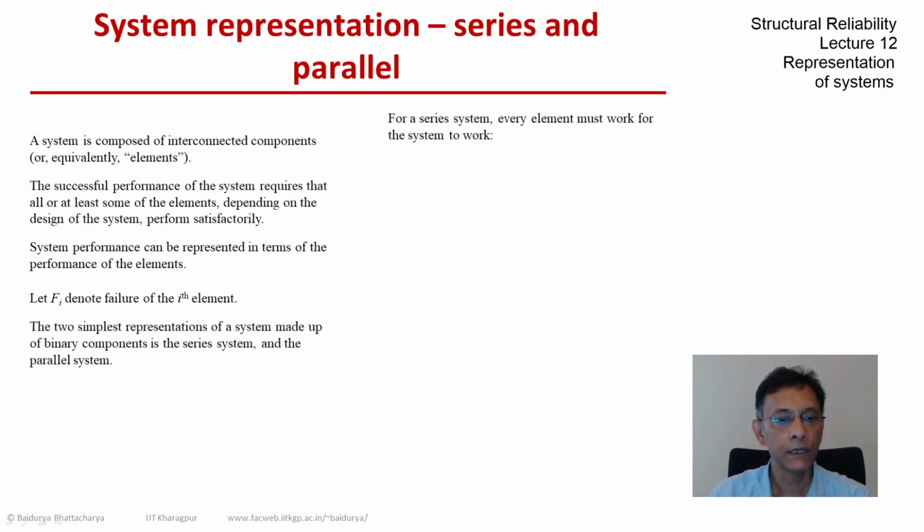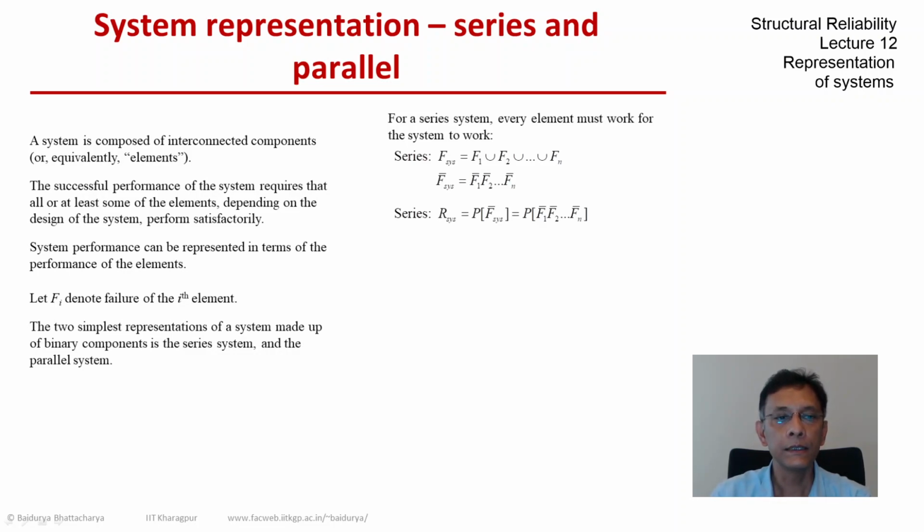So for a series system, every element must work for the system to work. So that is the logical representation of the series system. So the failure of the system for the series system is the union of all the individual failure events, all the element failure events. So it's F1 union F2 all the way up to Fn. Looking at the system survival, or F-sys complement, that is the intersection of all the individual complementary events. So all elements must work in order for the system to work.